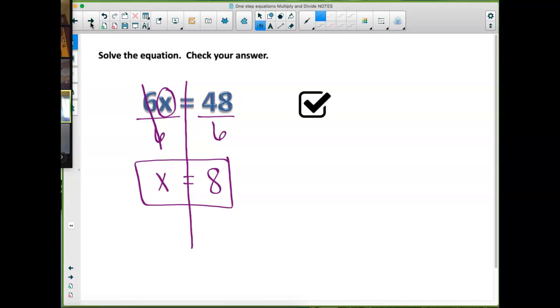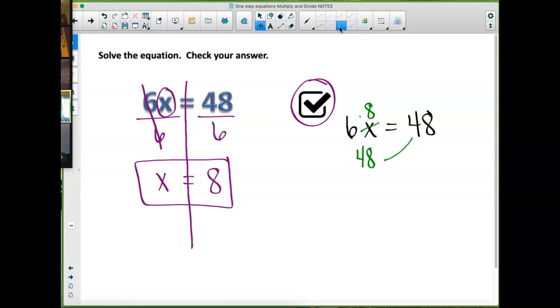Okay, now if you want extra credit on your homework, here's how you can get some extra credit. These checks. If you do the check, you get extra credit. So for the check, I would rewrite the problem. 6x equals 48. And I'm going to replace the x with an 8. And I'm multiplying. 6 times 8 is 48. So I know that it works.